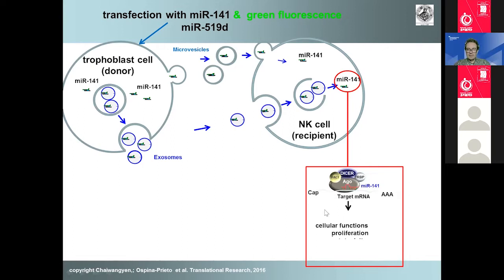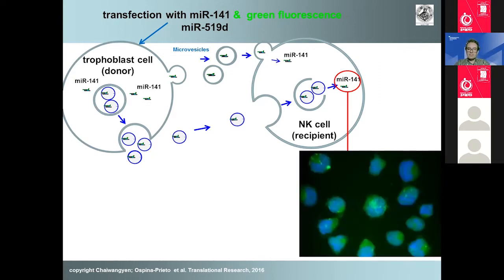We analyze the function of these microRNAs in the target cells, and to mimic here the communication between fetal cells and maternal cells. And this is what we guess is happening in the decidua, in the placenta, and basically in the entire body of the pregnant woman. And as you can see here, in green, these are green stained microvesicles. Blue, this is the nucleus of NK cells, and these NK cells have taken up the green stained vesicles.